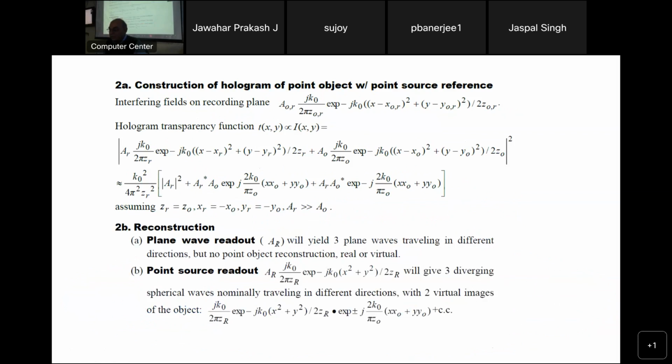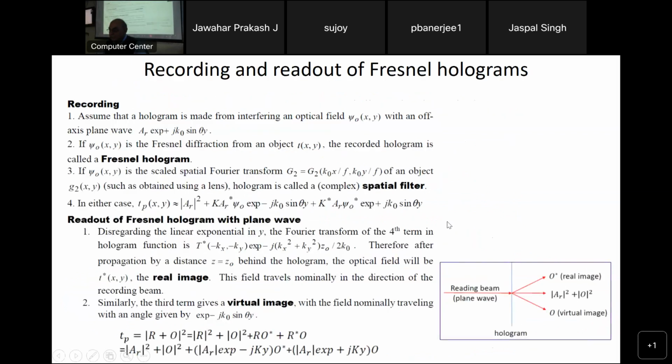All right. Everyone okay with this? This is some business of reconstruction and so on.